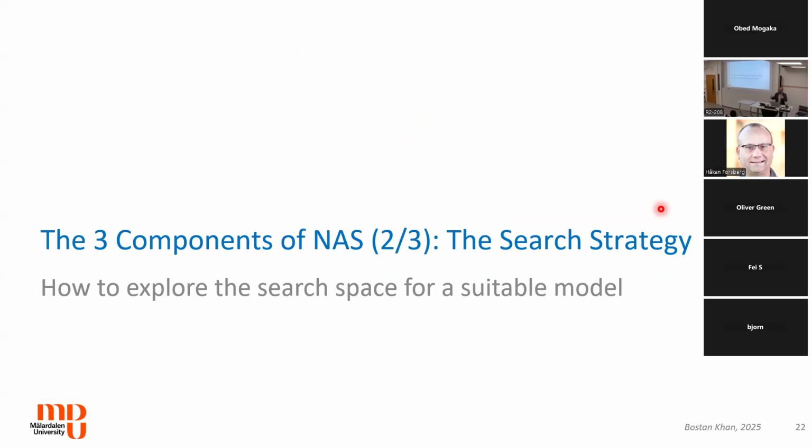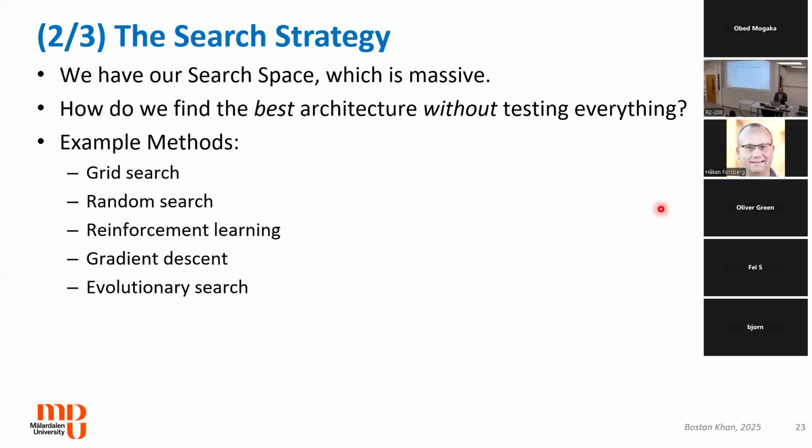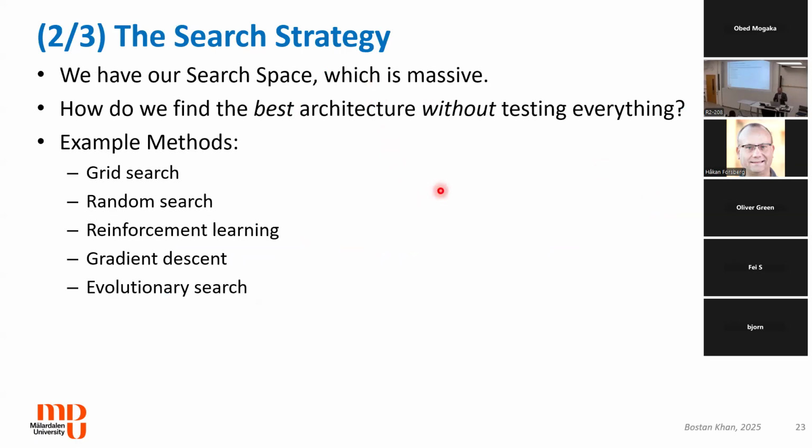Once we have defined our search space, as we did for our SuperNet, that was the Once-for-All paper, we designed a search space there. So how do we find these subnets in this case? How do we explore the search space for a suitable model? If we have our search space, which is obviously massive, how do we find the best architectures without finding accuracies for all of them?